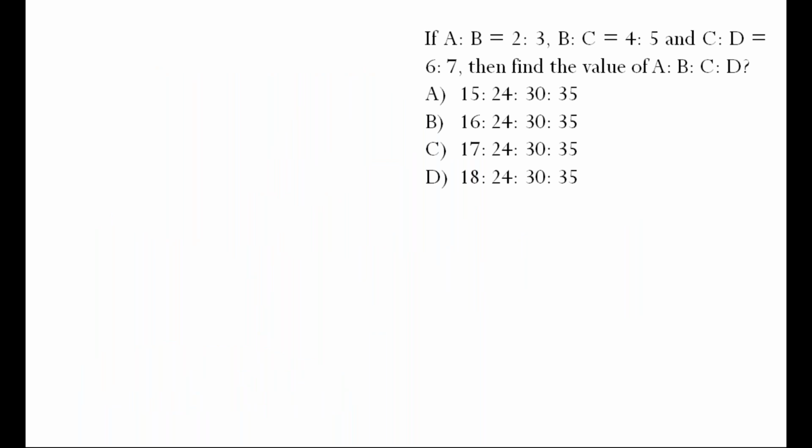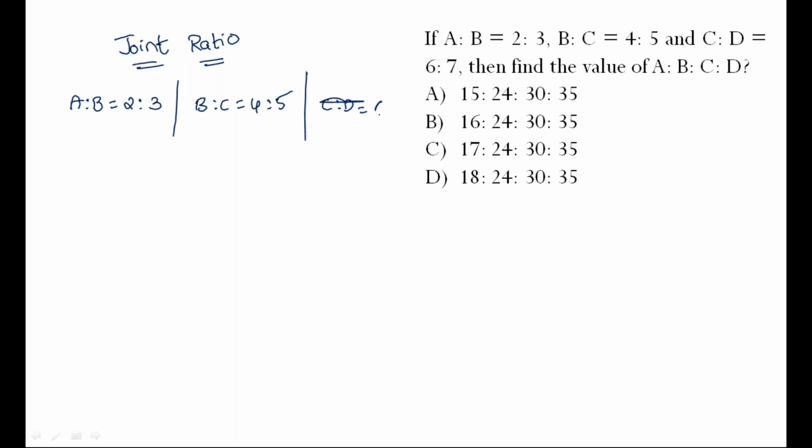This is joint ratio. Now, my dear friends, see this joint ratio. How to handle this joint ratio? So what is given here? A and B are 2 is to 3. B and C is the ratio of 4 is to 5. C and D are 6 is to 7.